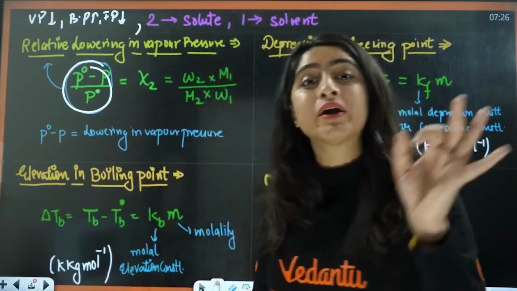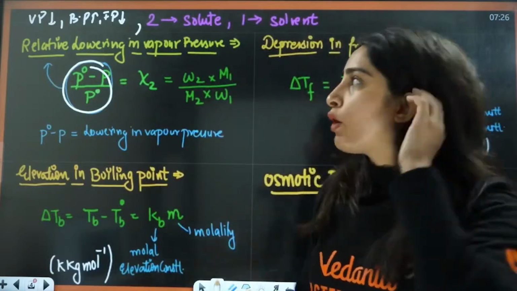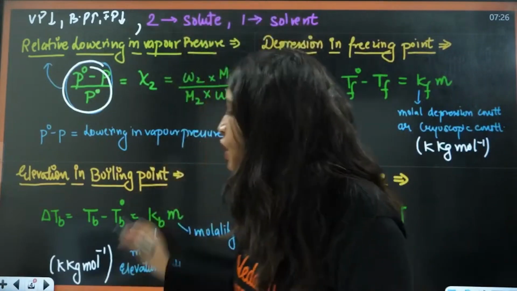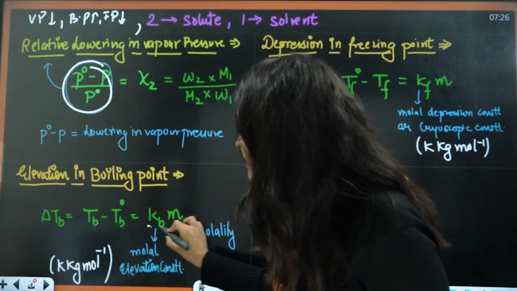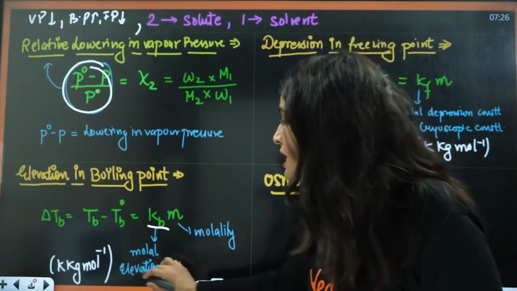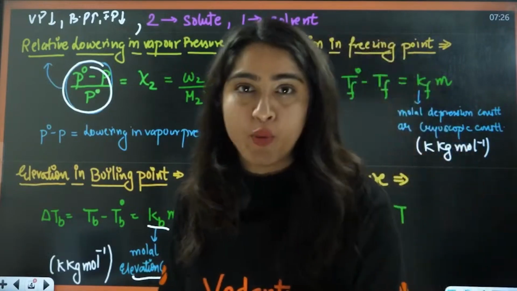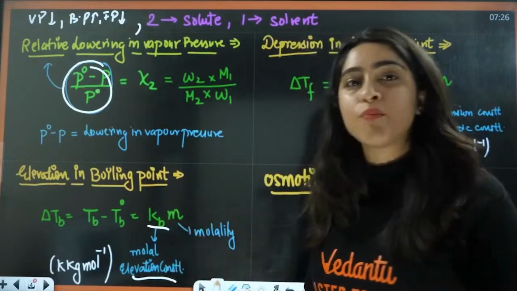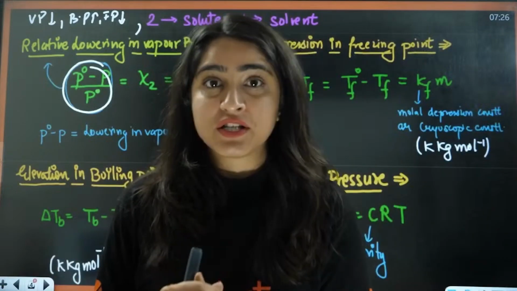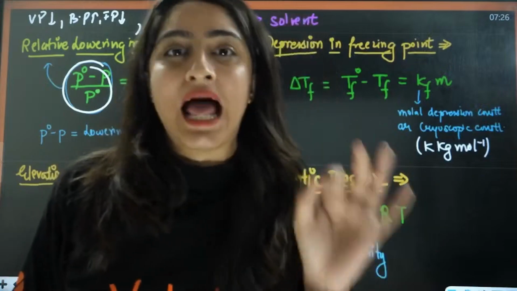Right. Next, we're talking about elevation of boiling point. Boiling point is increasing when we are adding a non-volatile solute here, right? Here in this case, Kb is the ebullioscopic constant or molal elevation constant. This is also called the ebullioscopic constant, and this m is the molality. Now, elevation in boiling point and depression in freezing point depend on the molality.